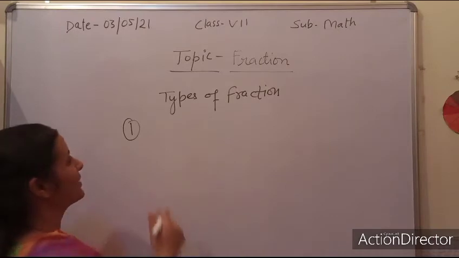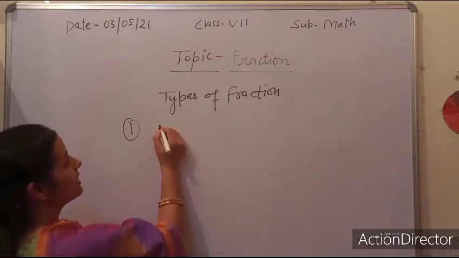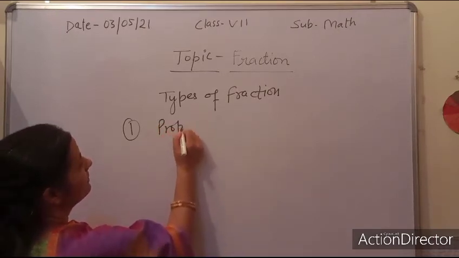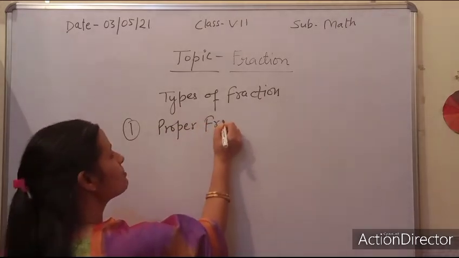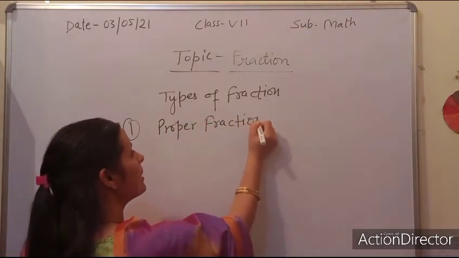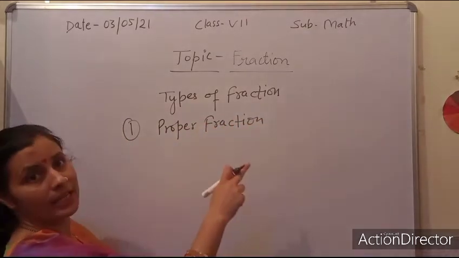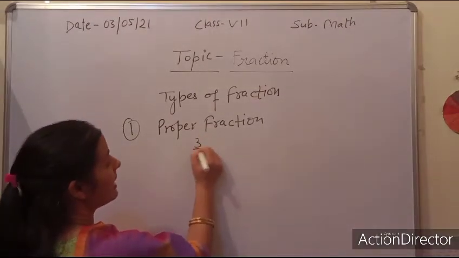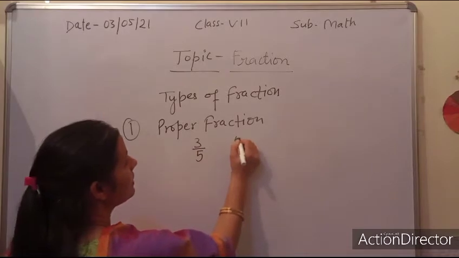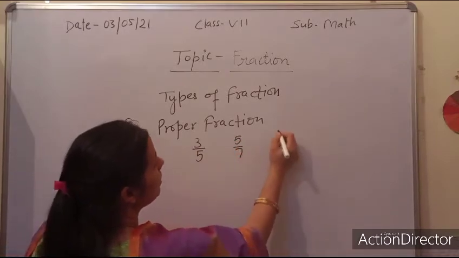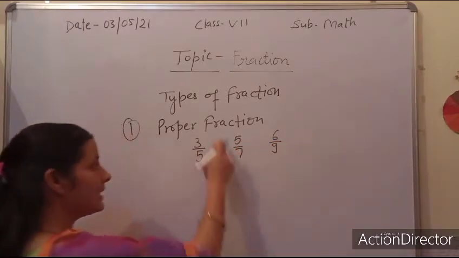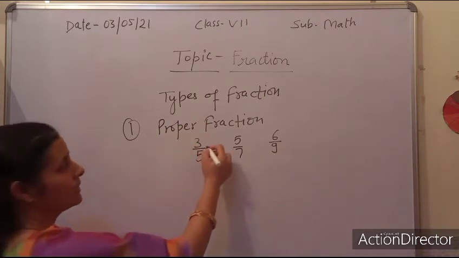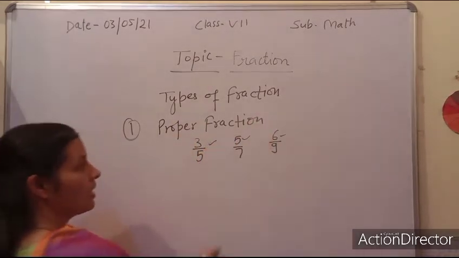Now come to the topic. So, types of fraction. First is proper fraction. Proper, as the name suggests. Proper means if I write 3 by 5, 5 by 7 or 6 by 9, these are in proper form.